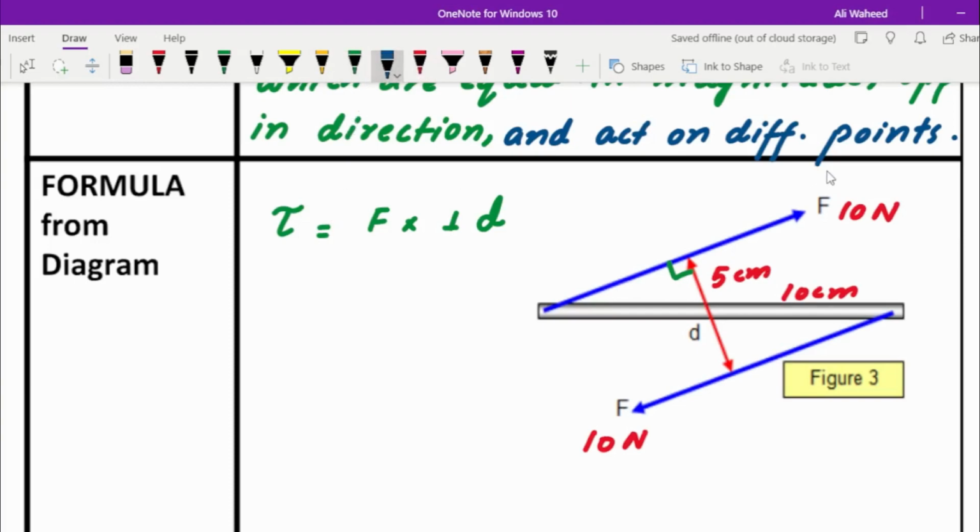So we need to find the couple. What do we do? We take one of the forces. Let's say we take the upper one. So couple equals 10 times the perpendicular distance between the two forces. 10 centimeter is not the perpendicular distance between the two forces. The perpendicular distance between the two forces is 5 centimeter. So times 5. So what do you get? You get 50 Newton centimeter. So this is how you find or calculate the value of couple.